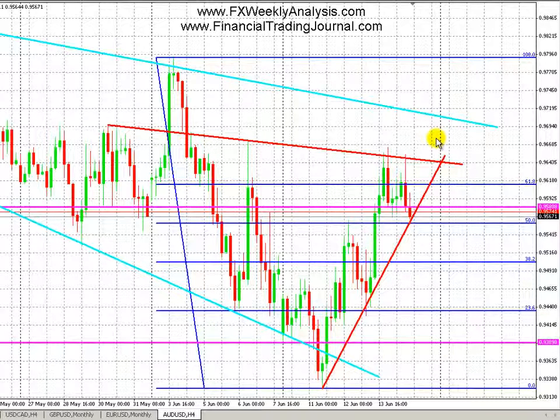So projected paths are where I think price will move. Obviously, it doesn't move in a straight line, but that's the general movement of what I think can happen in the markets. So yeah, that's it for the Aussie dollar.